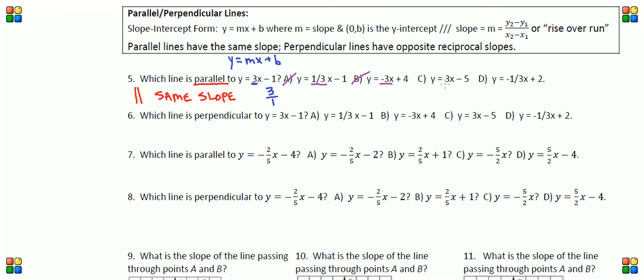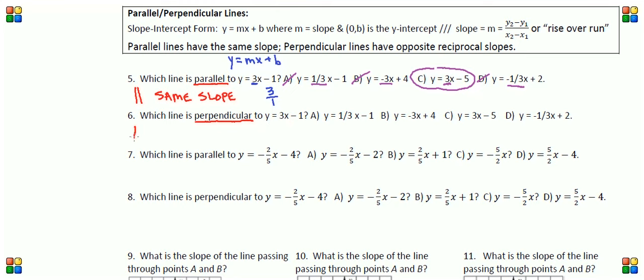C, the slope is 3. That looks good. Let's take a look at D to make sure we're not making a mistake. D, the slope is -1/3, and that's no good. So in this case, our answer is going to be C. There is the equation of a line that is parallel to our original line. Let's take a look at question number 6. Question number 6 is asking us which line is perpendicular to the equation y equals 3x minus 1.